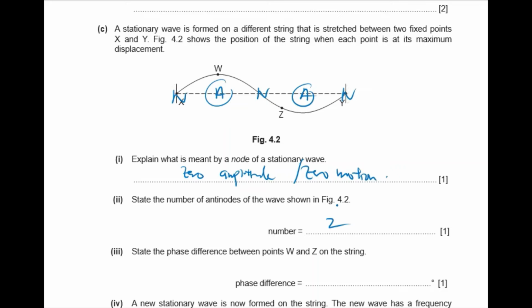State the phase difference between point X and Z on the string. Okay, so what is the phase difference of a stationary wave? The phase difference in a stationary wave between two particles is equal to n times the wavelength, where n is the number of nodes between the two particles. Because X and Z have one node only, so one wavelength equal to 180 degrees.